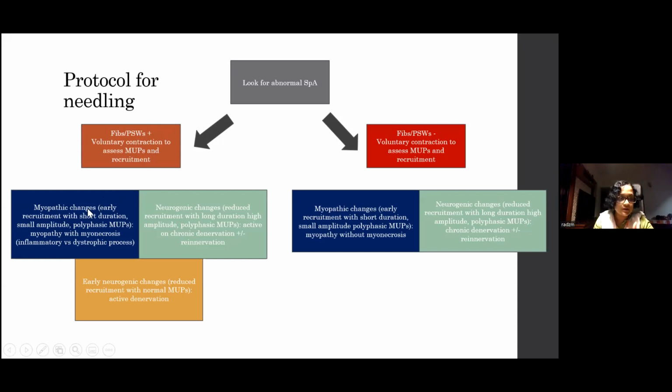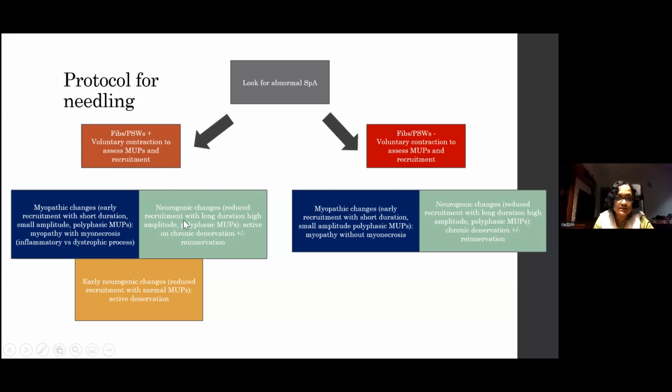Okay, so if it's myopathic, that means early recruitment with short duration, small amplitude, polyphasic motor unit potentials. You can then label it as a myopathy with myonecrosis, either acquired inflammatory myopathy or inherited muscular dystrophy or dystrophic myopathy. Okay.